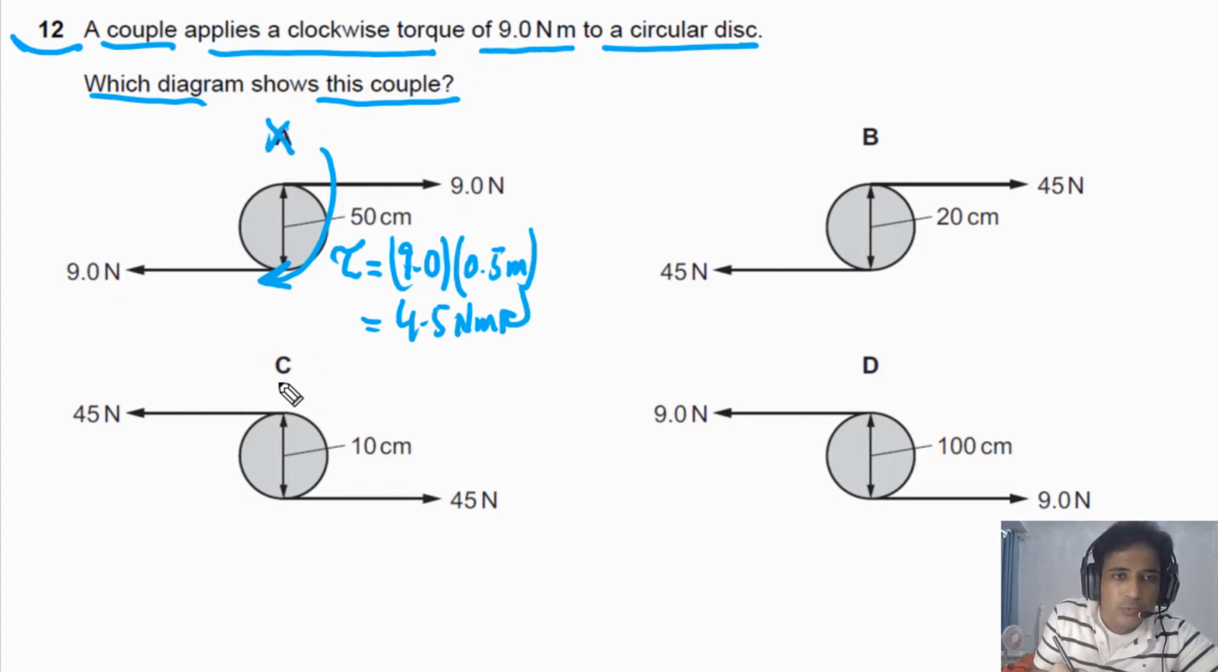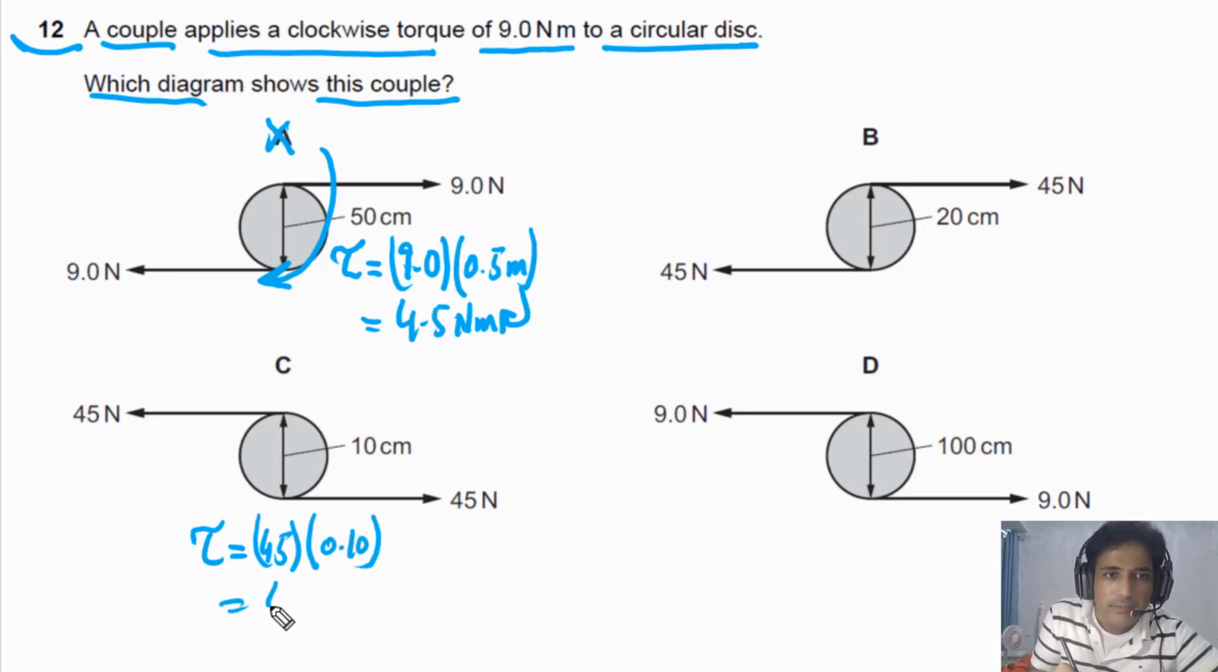Now, if we go to option C, we can also calculate the torque. Torque here will be equal to 45 newtons times the perpendicular distance between these two forces, which is 0.10 meter. This answer is also equal to 4.5 newton metres. This is the pivot you can imagine. This is counterclockwise, meaning anti-clockwise. So this is also not a correct answer.